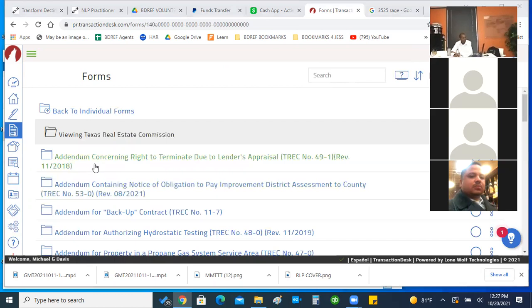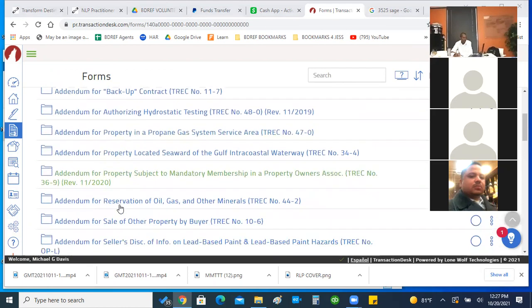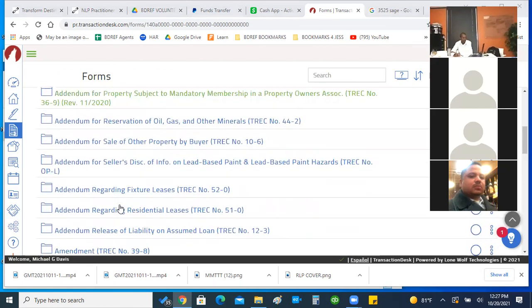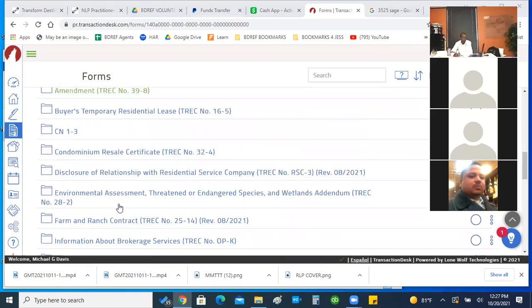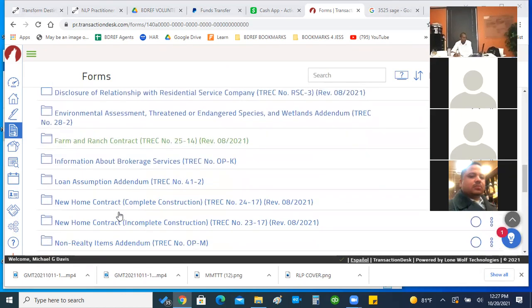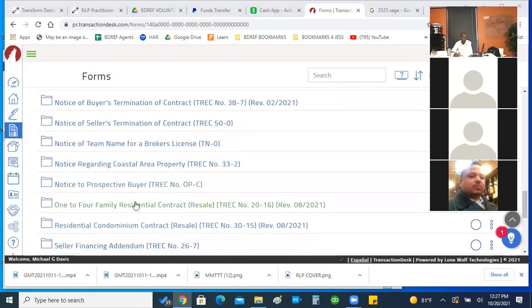Most TREC forms, remember, deal with the contracts and the addendums that go with the contract. So with it being a contract, all of the contracts are TREC forms. So new home contract, farm and ranch contract, the one to four family contract, condominium contract. All of those are TREC forms.